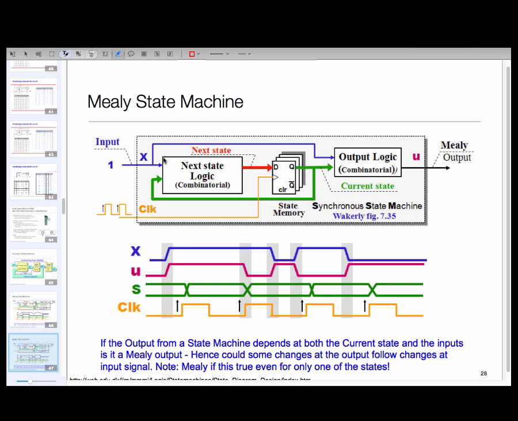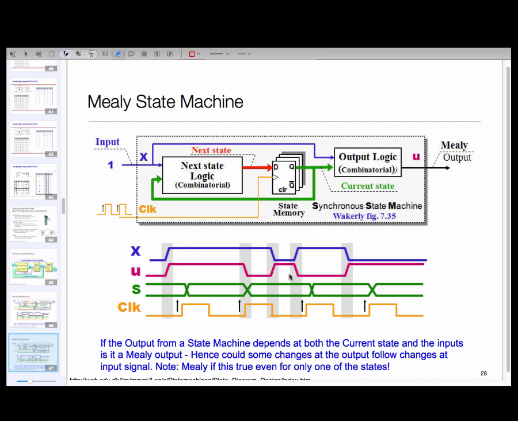Okay, Mealy state machines. So in case of Mealy state machines, my output logic also involves the input coming from the external world. So now this is what we have, and in this case, what you would see is that the output U can change in between clocks. So see out here how, because of the change in X being our input, the output U is changing in between clock edges. Okay, so this is characteristic of a Mealy behavior.